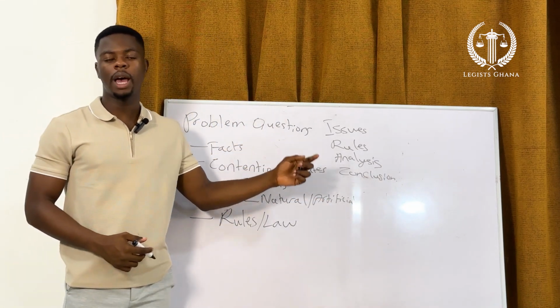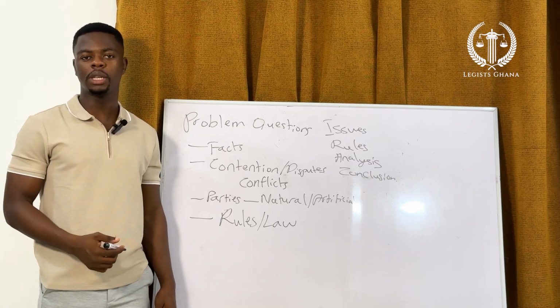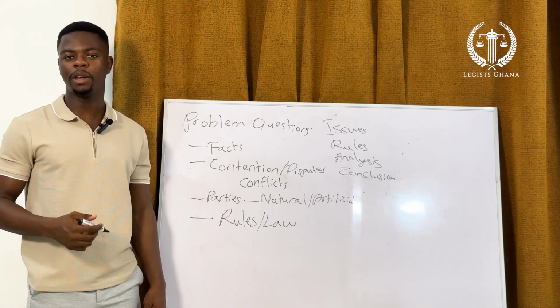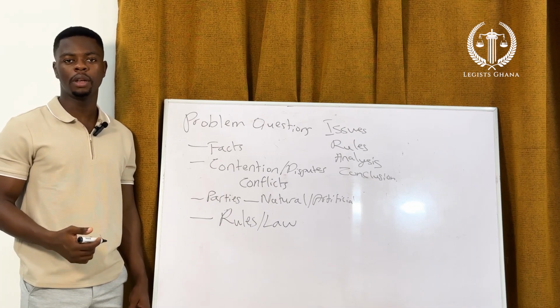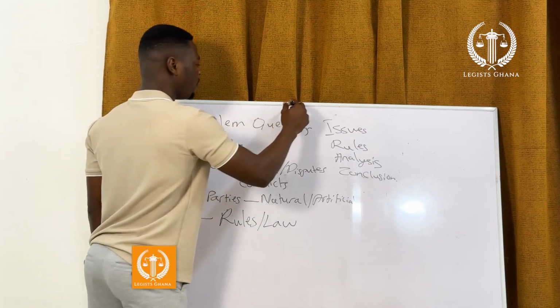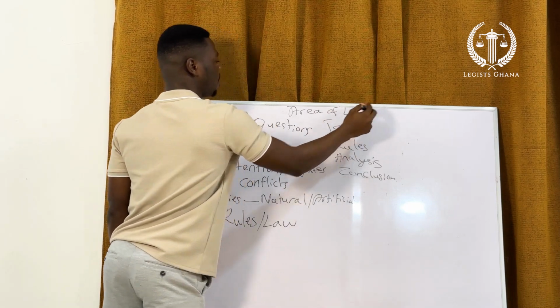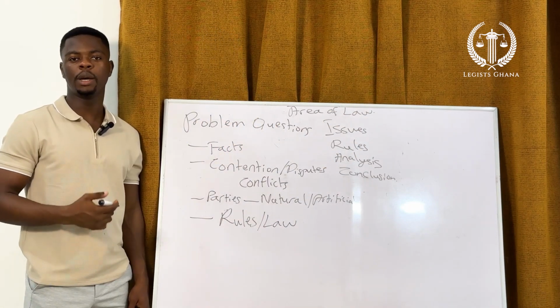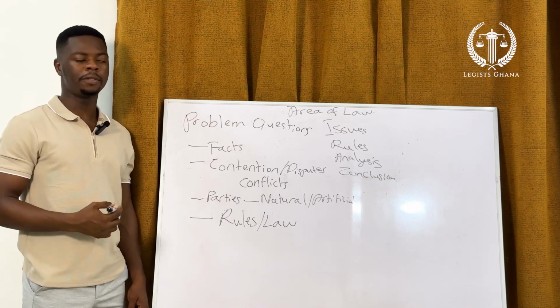The issues are the matters in contention between the parties. These are the disputes that must be settled by the relevant law. Now, to determine the issues, you need to first of all determine what is the area of law. The area of law is the broad topic or the broad scope under which the issue might fall.